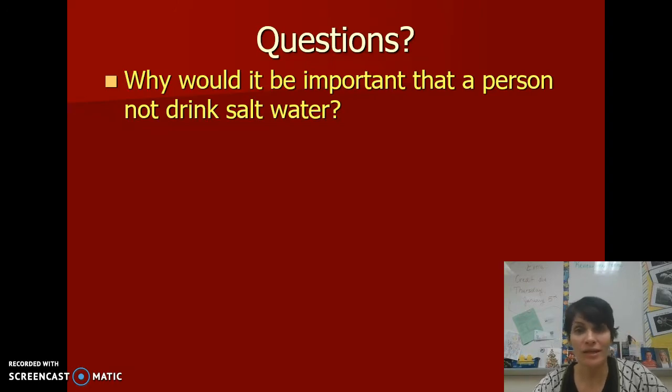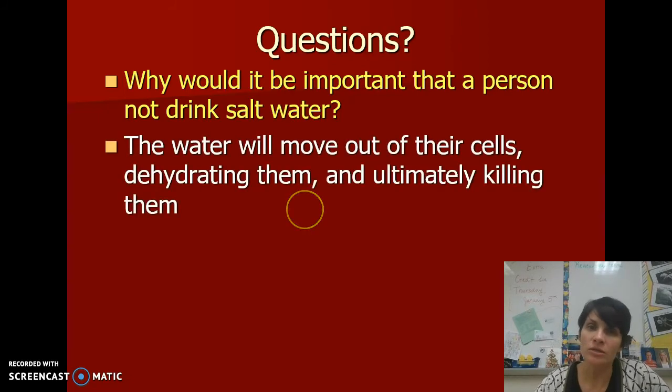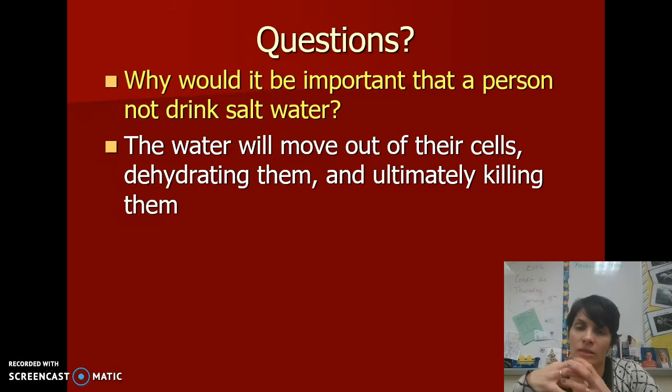Well, if you're thinking that salt dehydrates people, you're correct. What ultimately happens is the water inside your cells would move out of your cells because there would be a higher concentration inside than outside. So you can kind of think about it like the salt is pulling the water out. That's not really what happens, but ultimately there is a higher concentration of water inside, a lower concentration of water outside. So water moves from high to low.